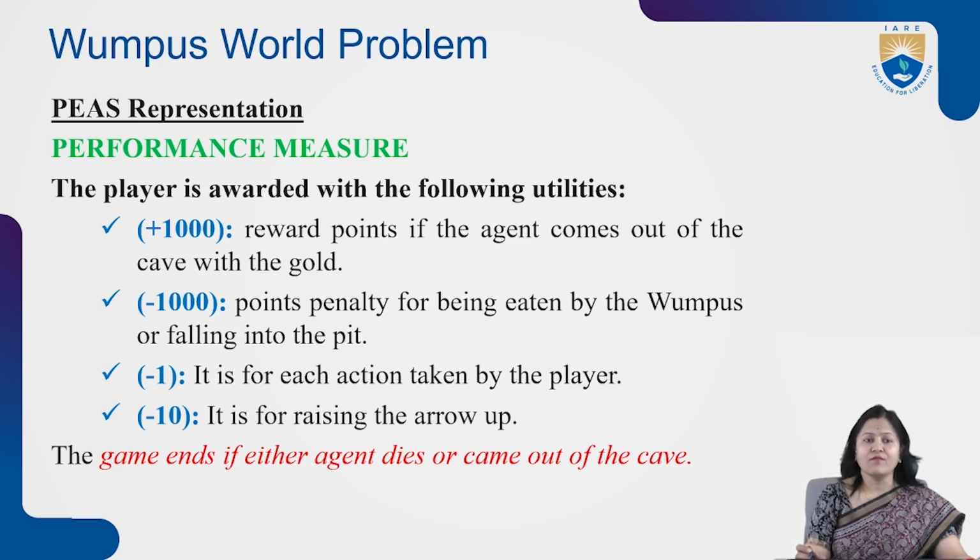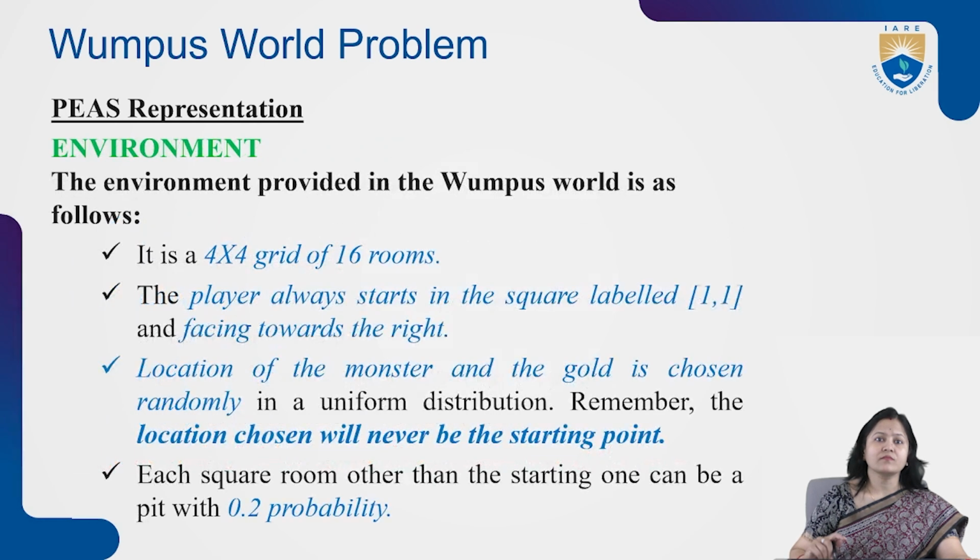The game ends if either the agent dies or comes out of the cave. So if any of the conditions is true, then the game will be over. Then we'll discuss the next representation, that is E. Performance we have discussed. Next is the environment.